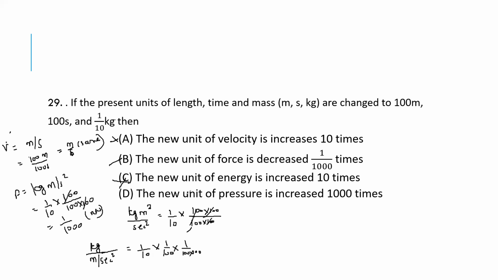But what they have given, the new unit of pressure is increased by 1000 times. This is also not true. So here, if you see all the options, option B is the correct option. Either we can verify all the options, or we can stop the calculation at the second point only. But how to verify that, you need to understand here. So let us continue with the next sum.